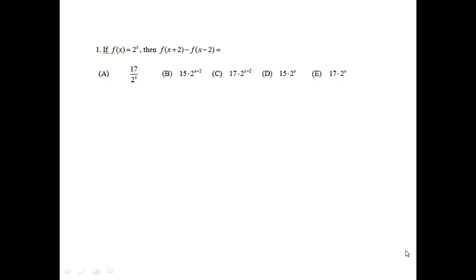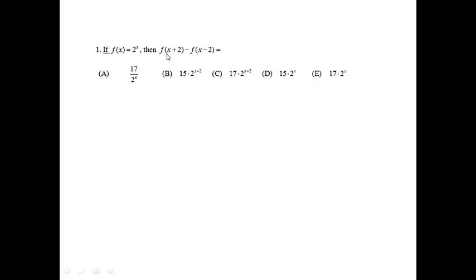Problem 1. If f of x equals 2 to the x, then f of x plus 2 minus f of x minus 2 is equal to what? You'll notice that this really isn't a calculus problem, but it is going to be a simplifying problem that we might find useful as we're taking derivatives and doing some of the derivative problems.